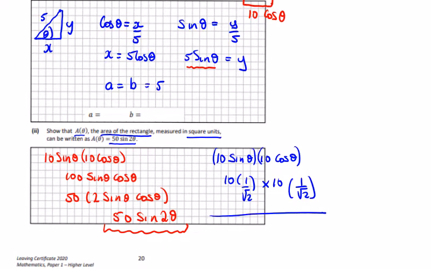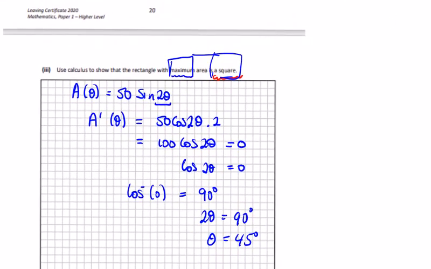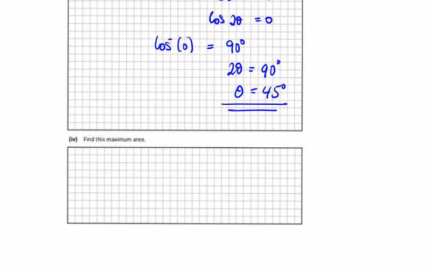And if we multiply 10 by 10, we're going to get 100 over 2 root 2, root 2 by itself, which is 2. So this is going to be 50 square units. This max area is 50 square units. And we were asked to show that the rectangle with max area is a square. Well, we've gotten the rectangle with the max area, and we've shown that yes, it is a square. Next part, find its max area. So we have that already done.